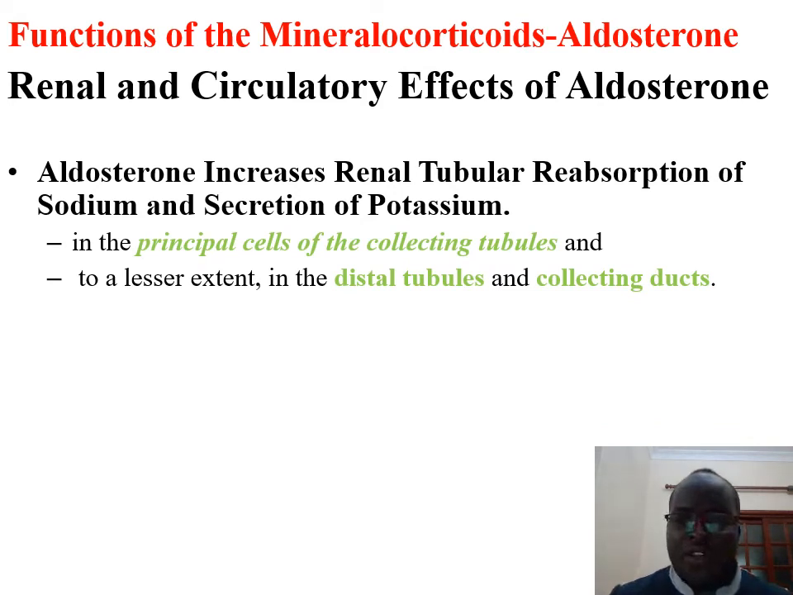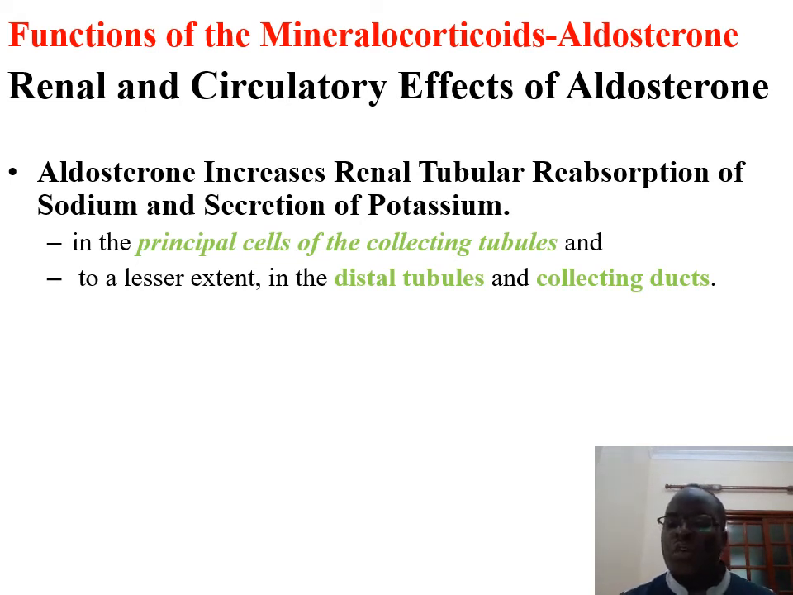Renal and circulatory effect of aldosterone. Aldosterone increases renal tubular reabsorption of sodium and secretion of potassium in the principal cells of the collecting tubules, and to a lesser extent in the distal tubules and collecting ducts. So in the distal tubules, collecting ducts, and also collecting tubules, you are going to find principal cells. The principal cells are the ones that are responsible because they have channels that will exchange sodium for potassium. There will be reabsorption of sodium in exchange for potassium in the principal cells.